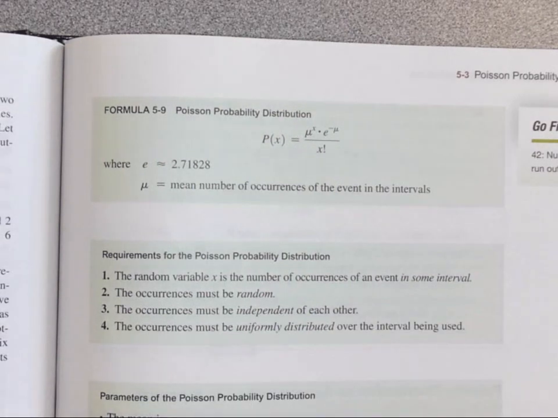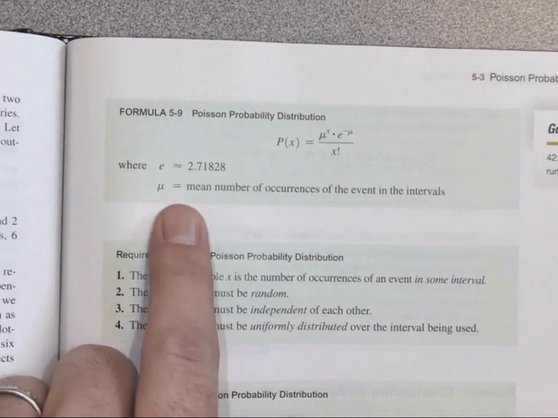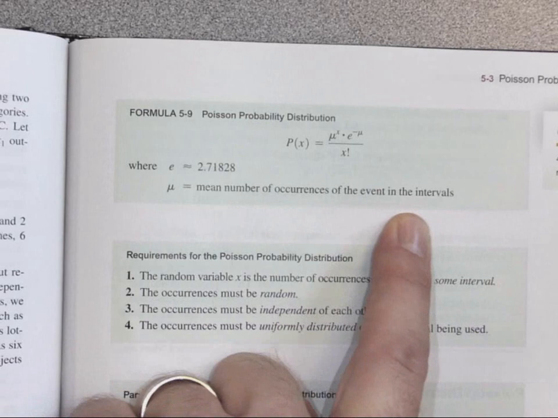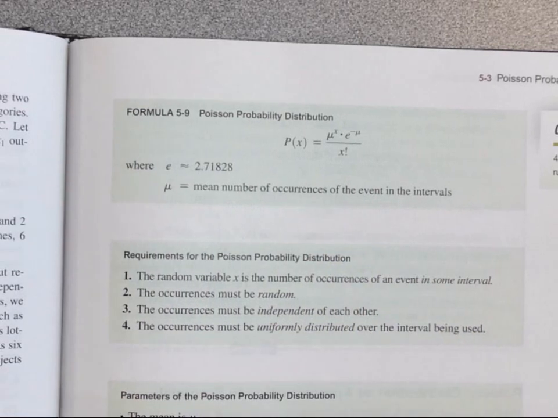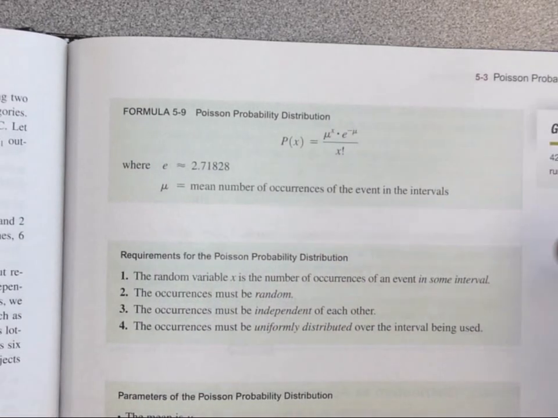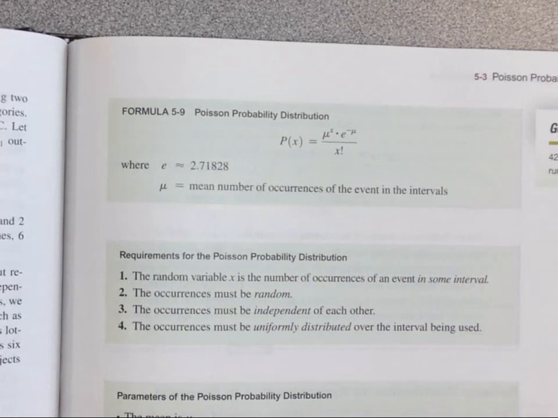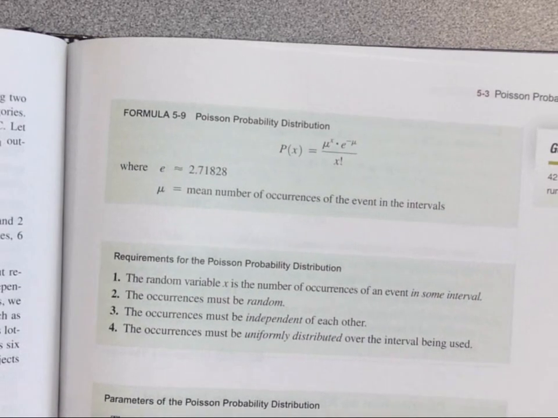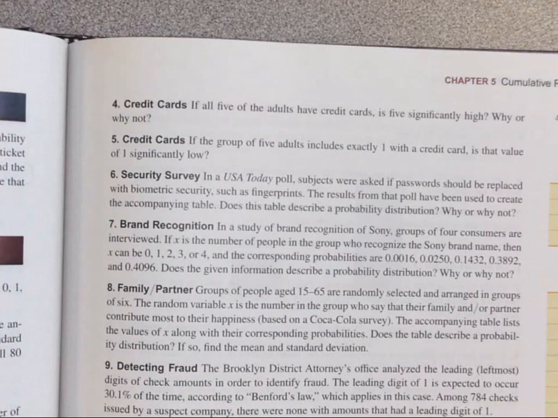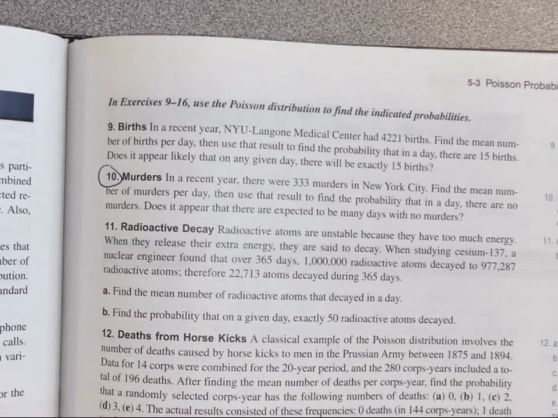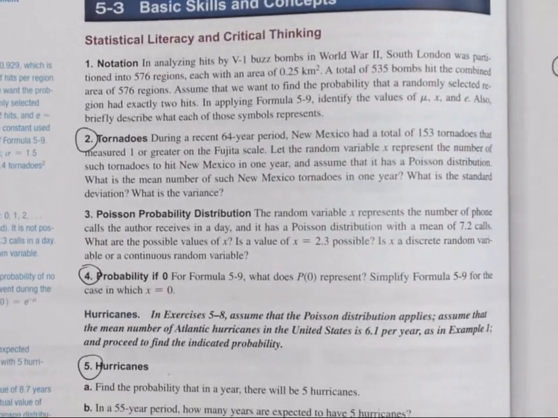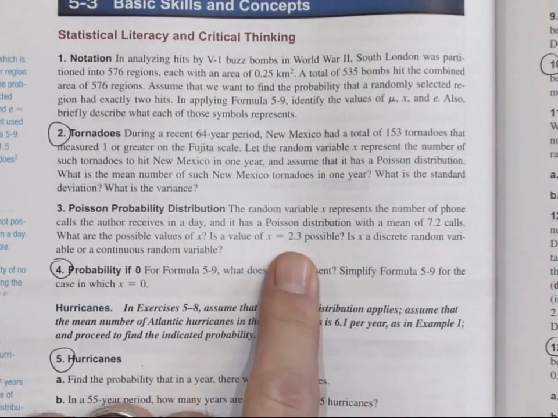Okay, so this is how we find that. Now your mean is the mean number of occurrences of an event in the interval. So really, it's the number of occurrences divided by your interval. Now sometimes the book actually gives you the mean, and sometimes you have to calculate the mean. So in problem number 3, they actually gave you the mean.